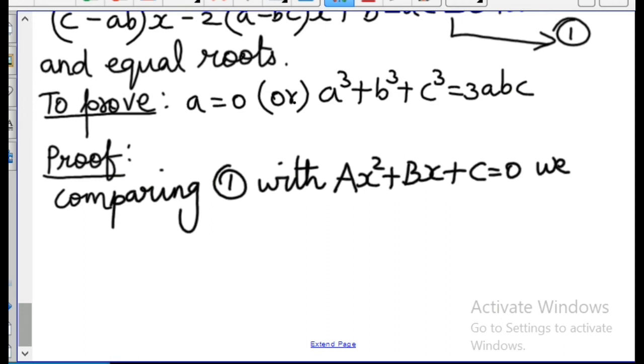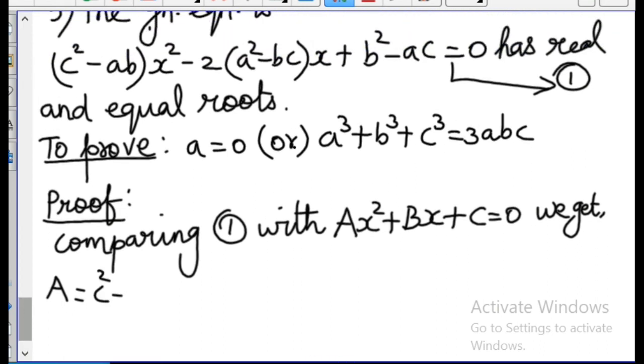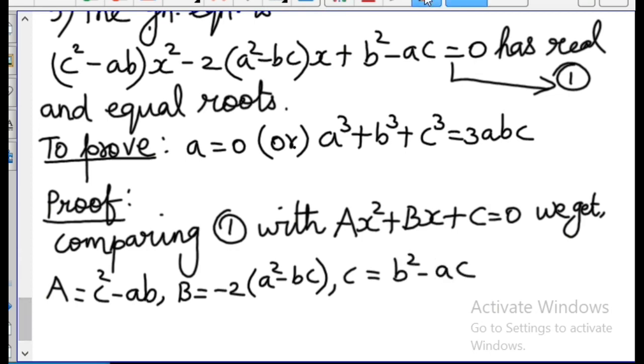we get capital A equal to c squared minus ab, that is the coefficient of x squared. The coefficient of x is minus 2 into a squared minus bc. The constant, capital C, is equal to b squared minus ac. This is capital C. While you are writing, differentiate the letters.